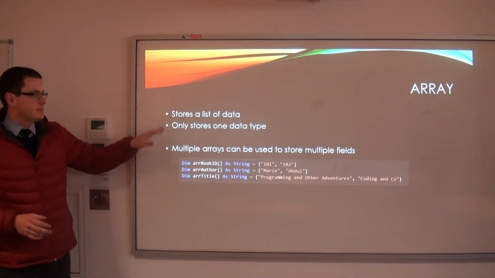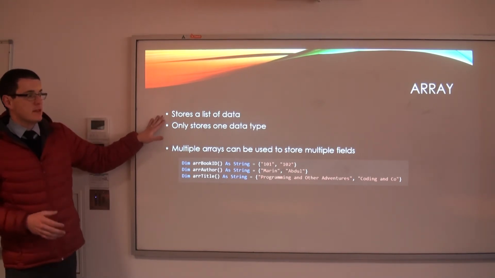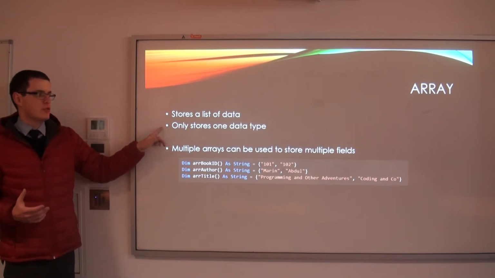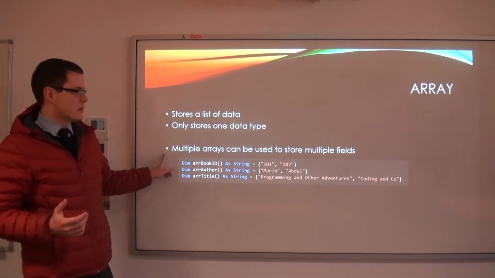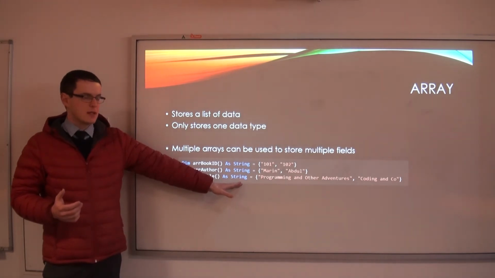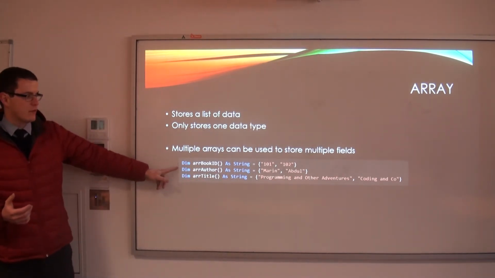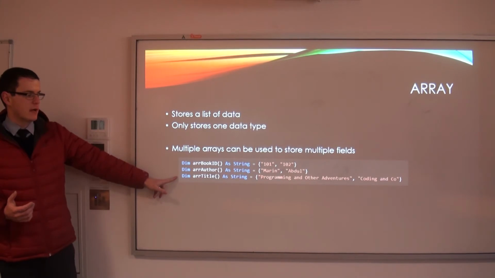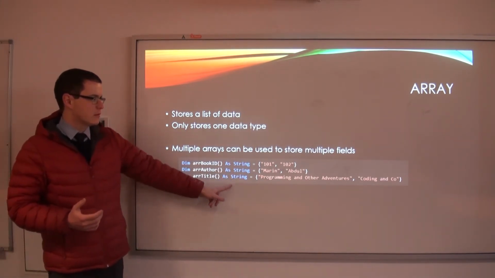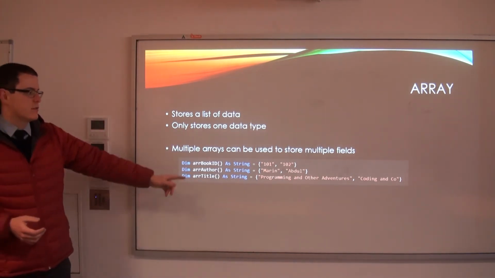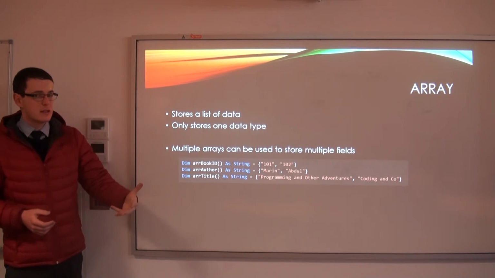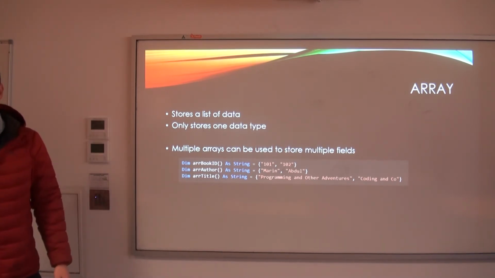So an array is a data structure as well, okay? It stores a list of data. It only stores one data type though, okay? So multiple arrays can be used to store multiple fields. So again, this is the same data we've seen with the CSV and the XML. And this time we've created 3 separate arrays to store it, okay? We've stored them all as string. Again, book ID, even though they're numbers, we don't want to do any calculation to them, so we're going to leave it as a string, okay? If we were calculating something, we might want to do it as an integer or as a double.